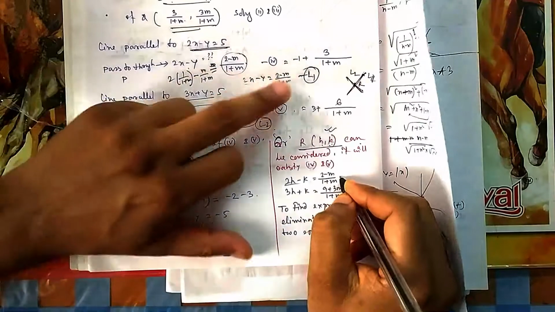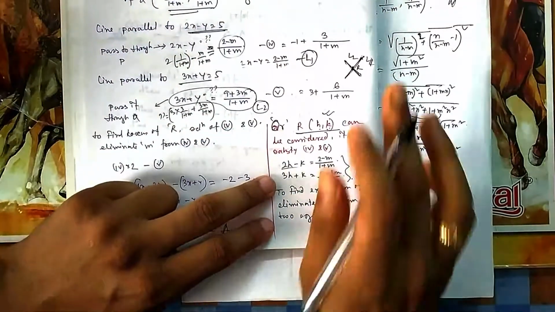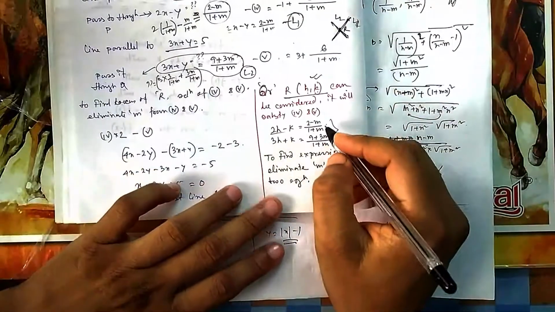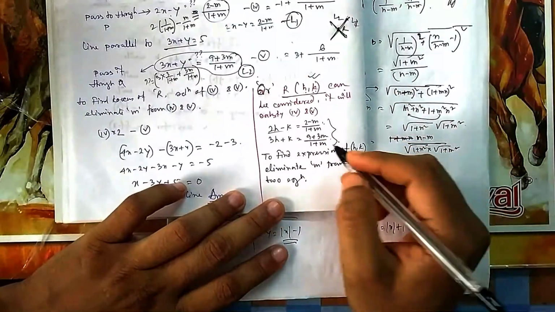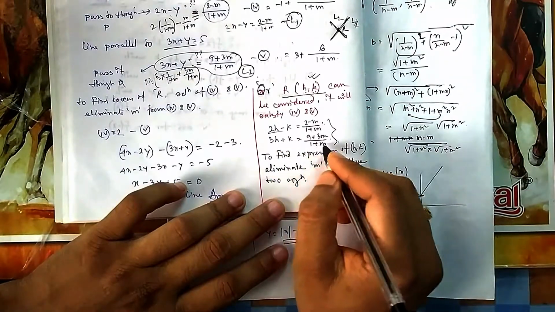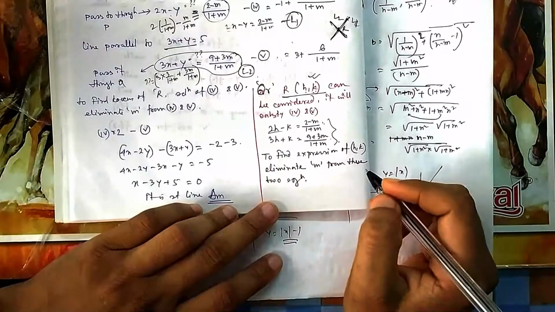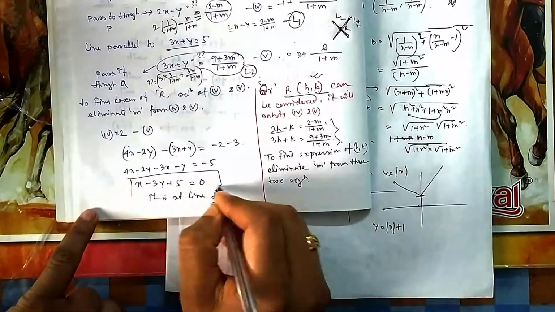So 2h minus k is equal to 2 minus m by this. Again 3x plus k is equal to this. So you have two equations. You need one equation of h and k, that's it. So you eliminate m from here. How will you eliminate m from here? You divide it first, so 3m plus 1 by m will be gone. Calculate m, put it in one of the equations. Then you will find this.